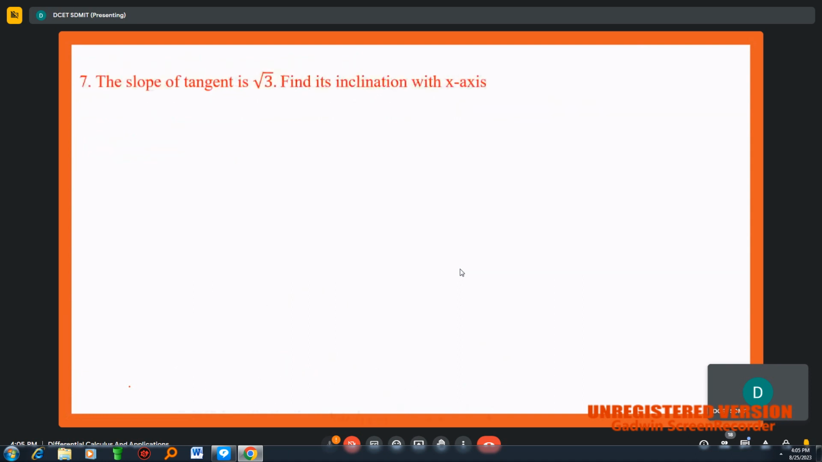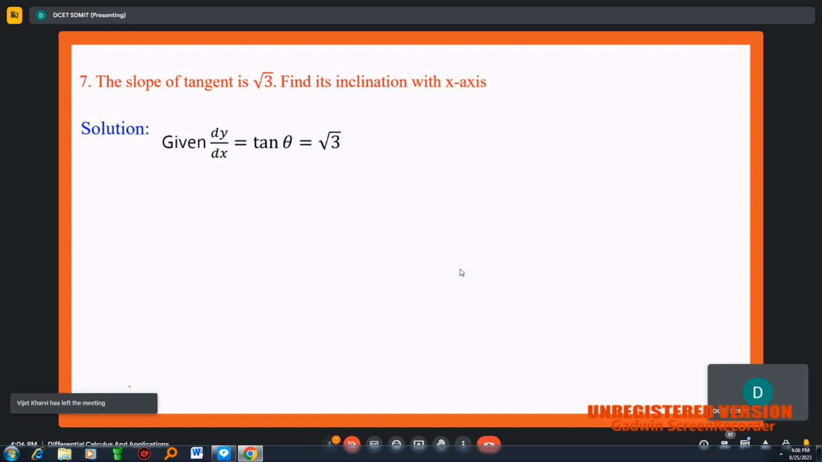The slope of the tangent is root 3. Find its inclination with the x-axis. We have to find the theta value. The slope of the tangent is given. What is the slope of the tangent?